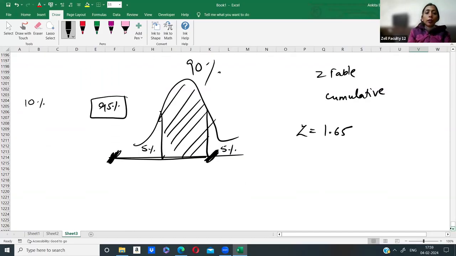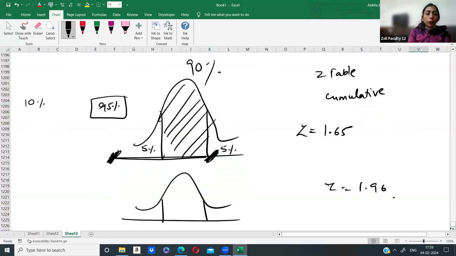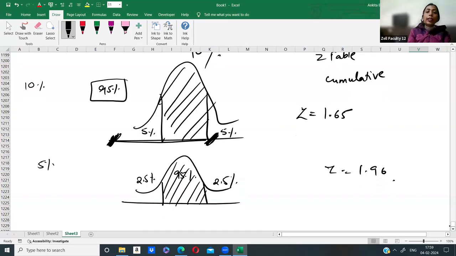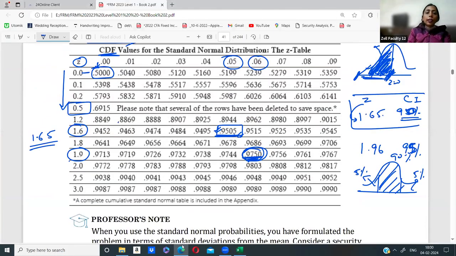Similarly, if you are talking about Z equal to 1.96, here I am putting 95% as the confidence interval. So I'll be left with 5%. This 5% distributed would be 2.5 here and 2.5 here. Now the Z table again is a cumulative table, so it will tell me the probability from here till here. How much am I getting? 97.5%. So now if you look at the table, you will see that for 1.65 you are getting 95, and for 1.96 you are getting 97.5.